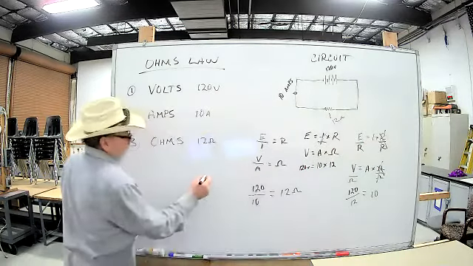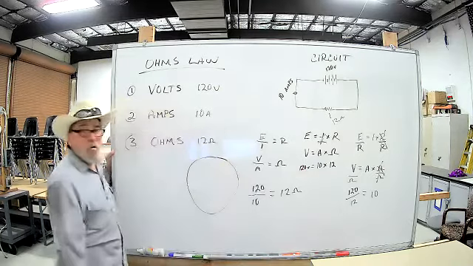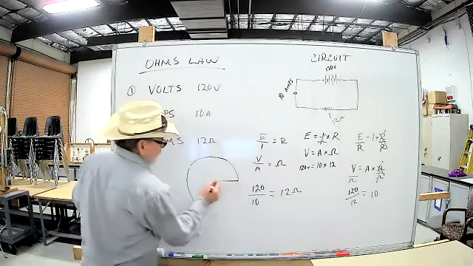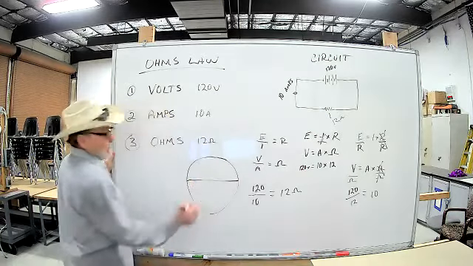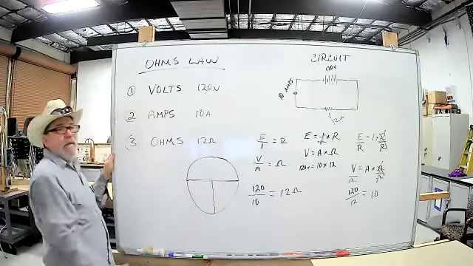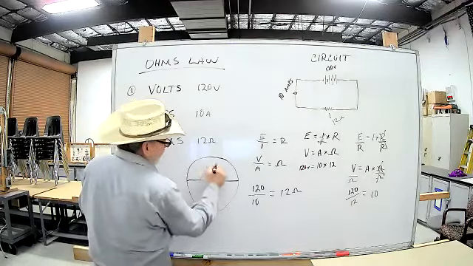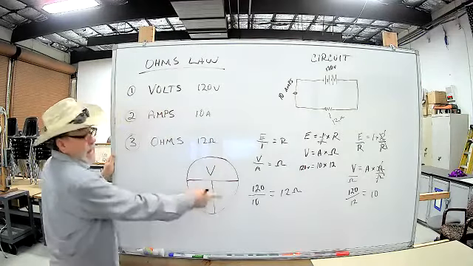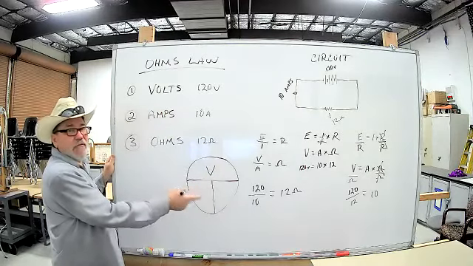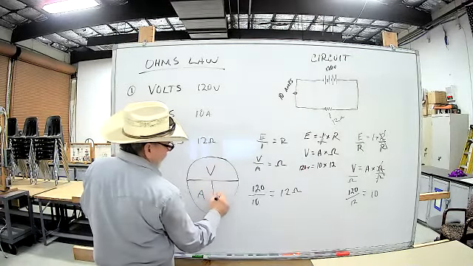So draw a circle like so, cut that circle in half, and then cut the bottom in half right there. Okay, instead of remembering all that, you just got to remember to draw one of these. And you put your volts on top. It doesn't matter what side this goes on, but we'll just put our amps right here, and we'll put our ohms right here.